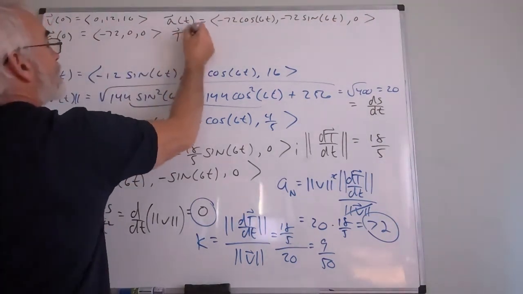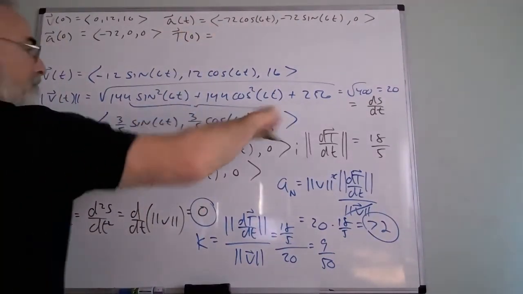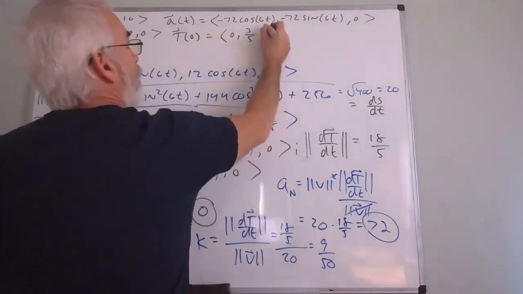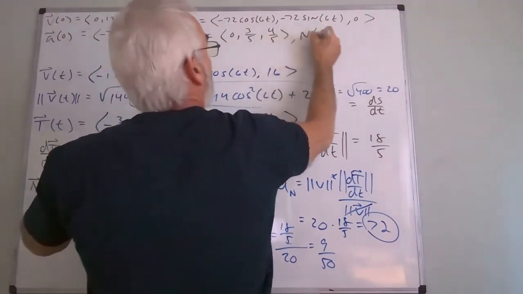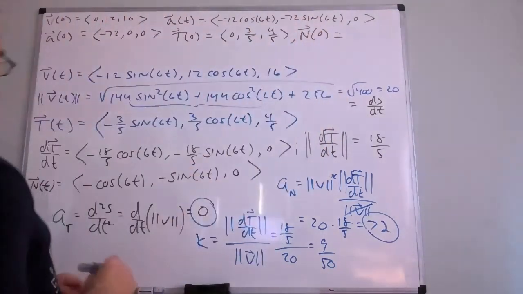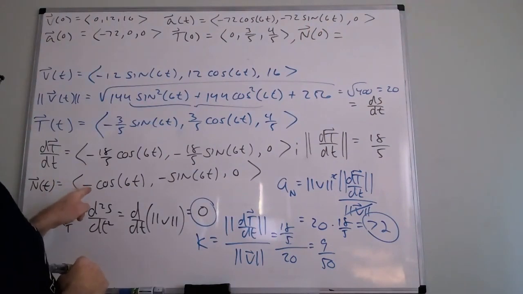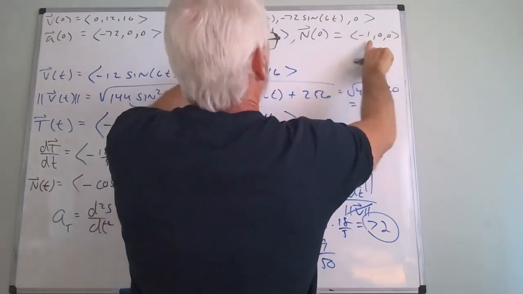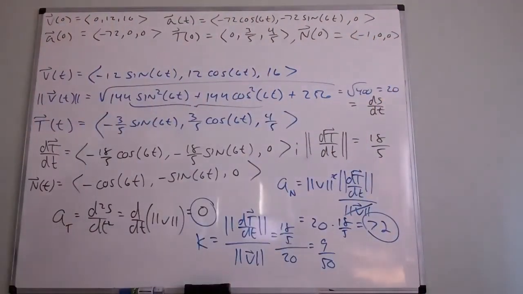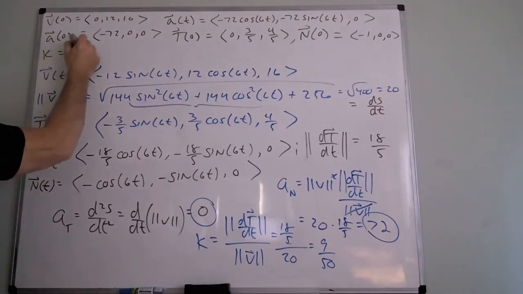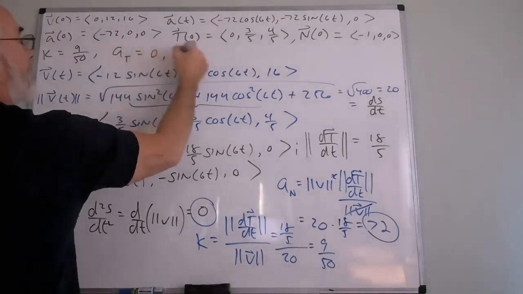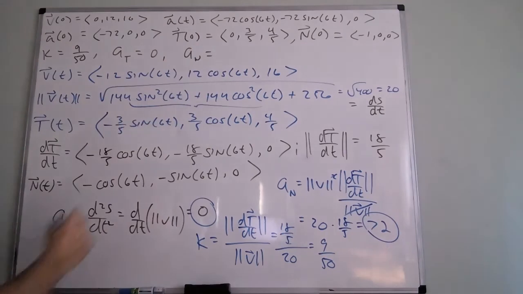Capital T of 0 would be 0, 3/5, 4/5. N of 0, where's N? Here would be negative 1, 0, 0. And again, quick check, these are orthogonal and they are both unit vectors. K we said was 9 over 50. AT was 0. AN was 72. Now this is, we're done.